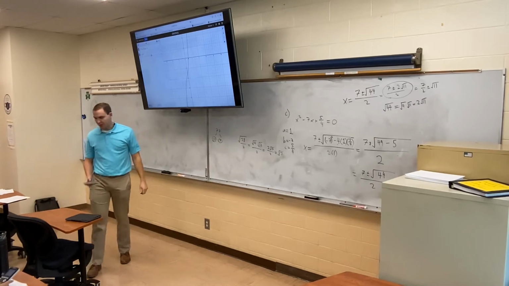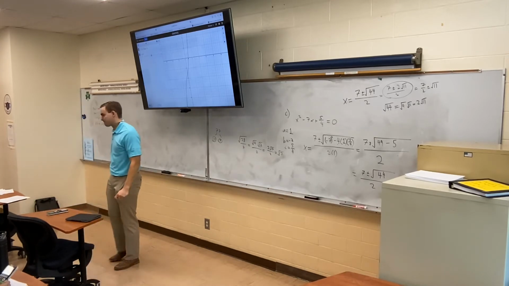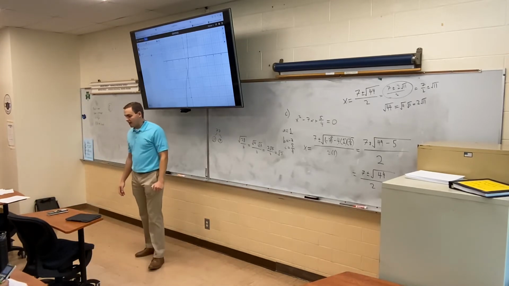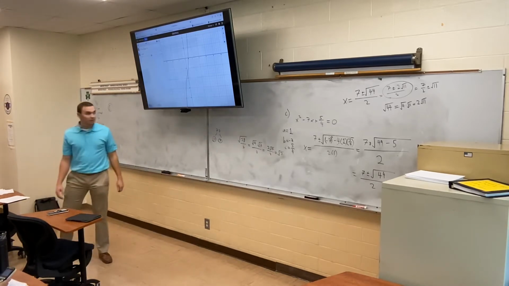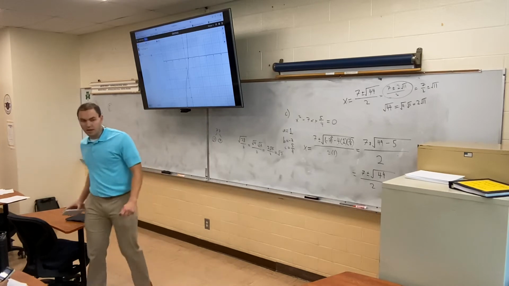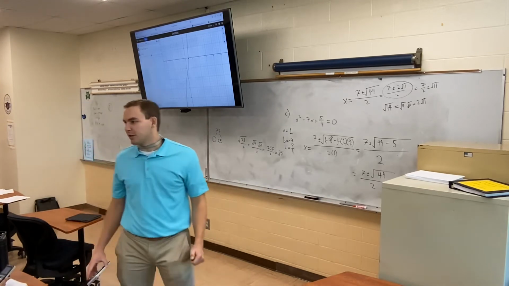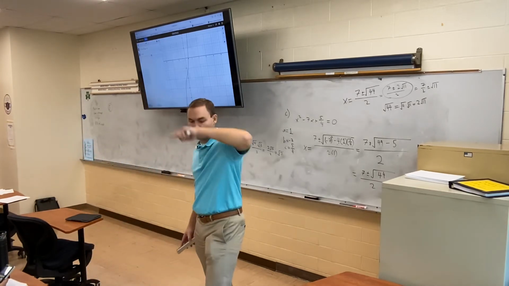Yeah, 0.843, okay? So the answer to that would just be x equals 0.843. Yeah. Because we're solving graphically, right? So we just want explicit values for x.